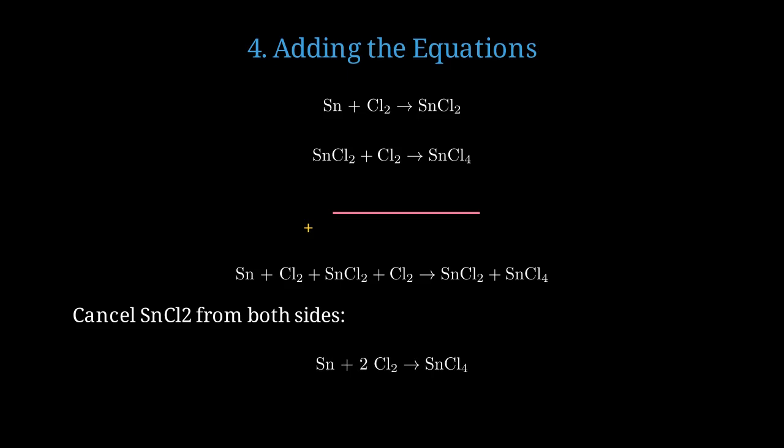After canceling, we get tin plus 2 moles of chlorine gas gives tin tetrachloride. This is exactly our target reaction. The equations add up perfectly.